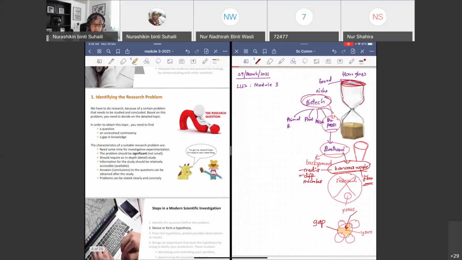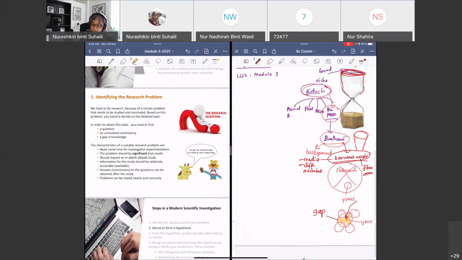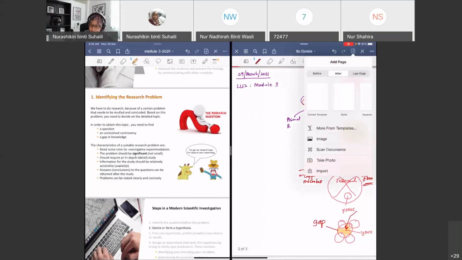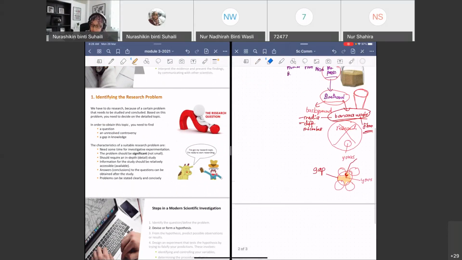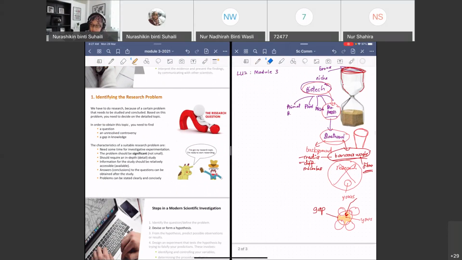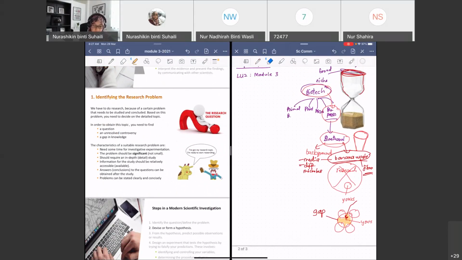I don't go through all the points, I just want to emphasize based on examples. I hope that is clear. So, identifying the research problem. You need to find a question, an unresolved controversy, as I mentioned, something that has not been investigated, something that has not been explored. A gap in knowledge.